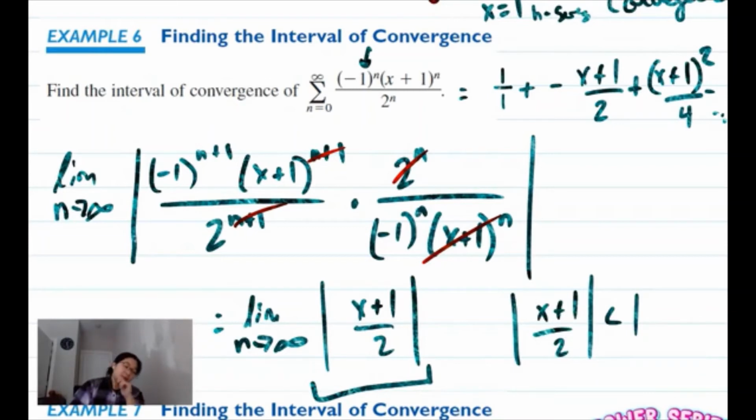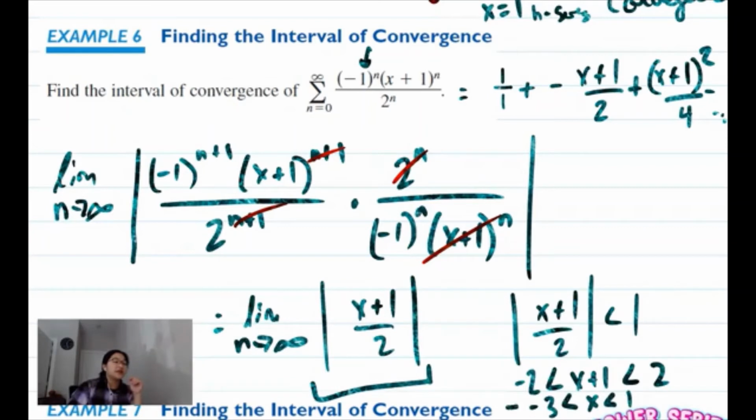But what happens at our endpoints? So our interval of convergence here is going to be, what, x+1 is between negative 2 and 2. So then negative 3 is less than x, which is less than 1. So our interval of convergence is going between negative 3 and positive 1. We need to check our endpoints to see what happens there.